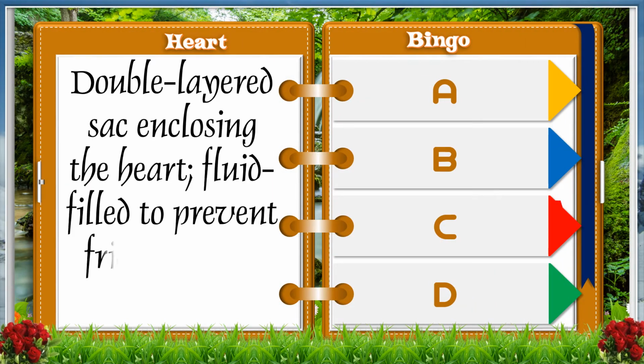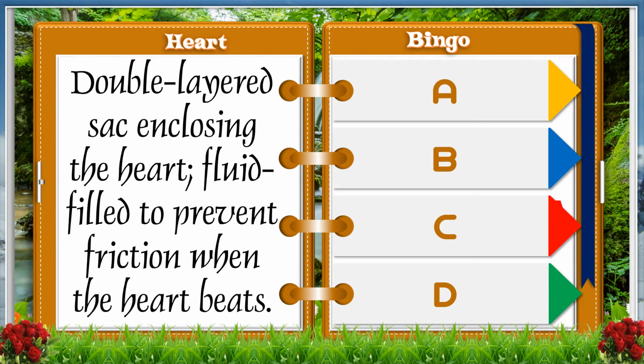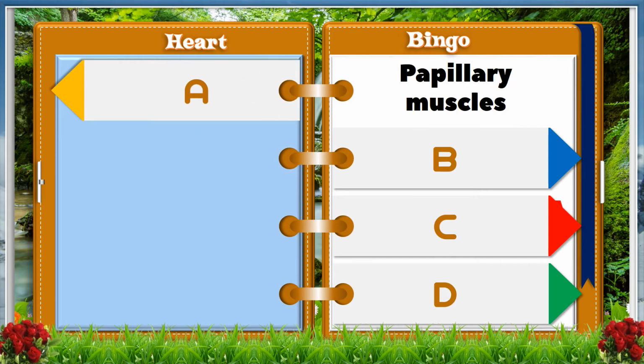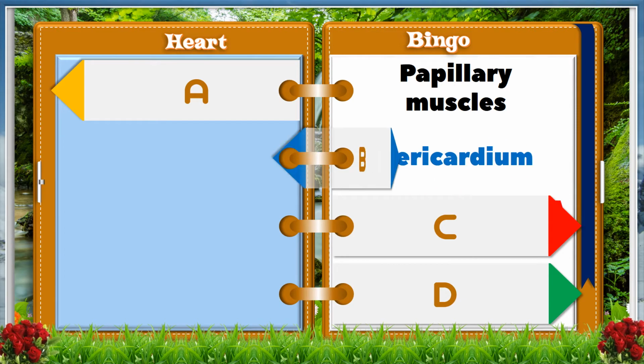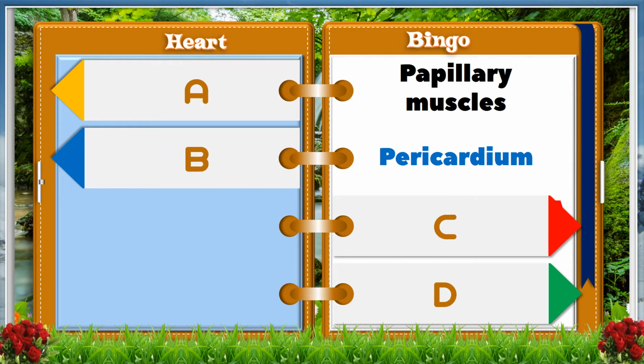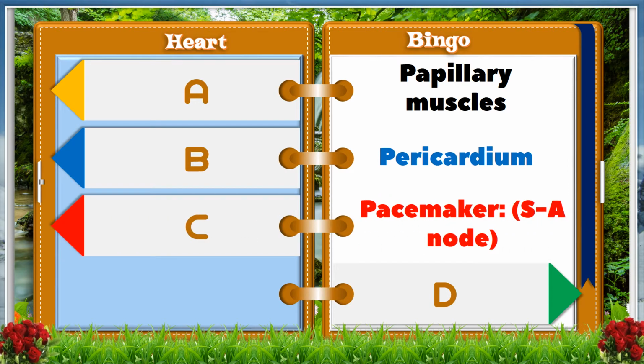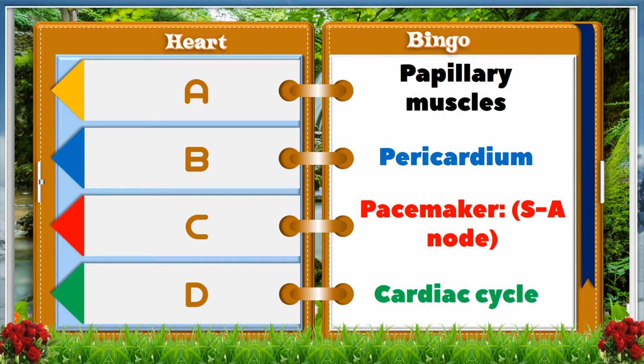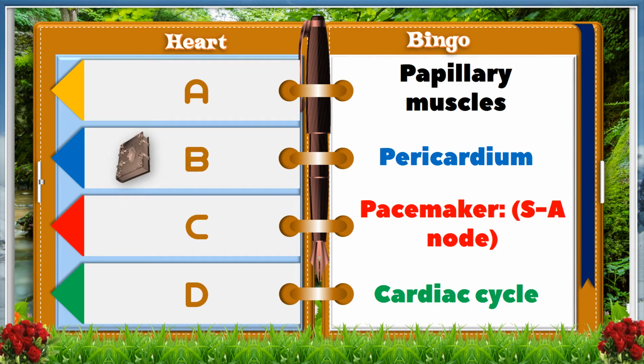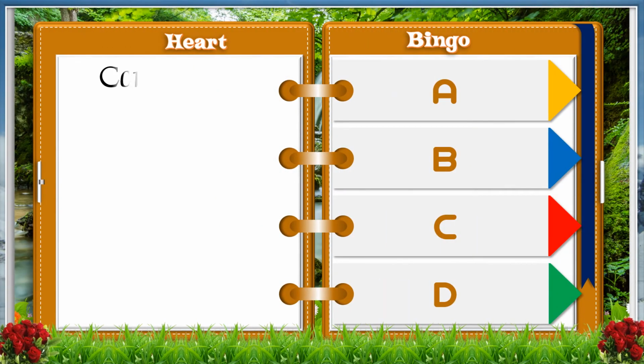Double-layered sac enclosing the heart, fluid-filled to prevent friction when the heart beats. A. Papillary muscles. B. Pericardium. C. Pacemaker or sinoatrial node. D. Pericardiac cycle. And the answer is B. Pericardium.